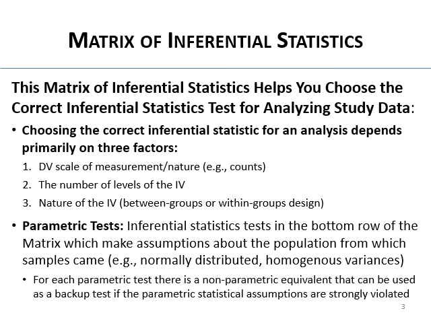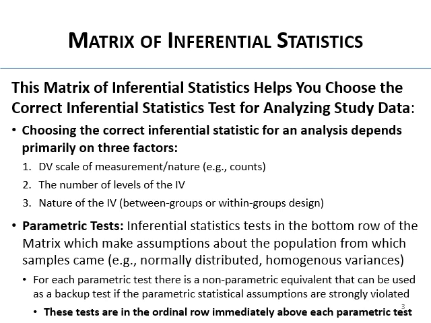So note that for each parametric test, there is a non-parametric equivalent, sort of a backup or weed whacker test is what I call them, that can be used as a backup in case the parametric statistical assumptions are strongly violated. So there's always a backup if you can't do the super fancy one that's sort of not as great, but it works. So that's called your non-parametric equivalent. Those are the tests that are in the ordinal row directly above the parametric test. So you can figure it out pretty easy. Just look above the parametric test one row, and that is your non-parametric equivalent.